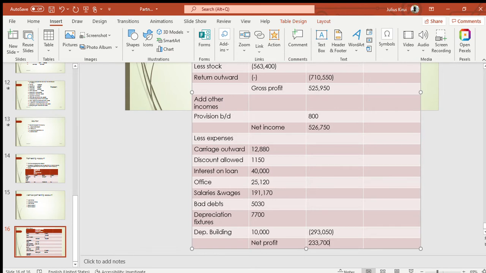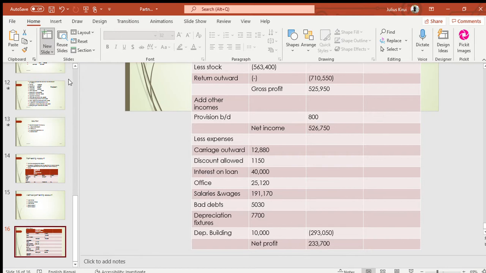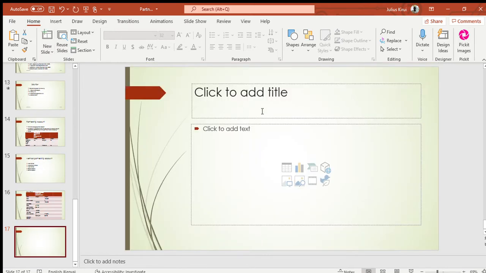This net profit will help us in the preparation of the profit and loss appropriation account. Is that okay? So the first question was to prepare the income statement. Is it okay? Then question number 2 is to prepare the profit and loss appropriation account. So can we prepare now the profit and loss appropriation account? Any question? So far so good.